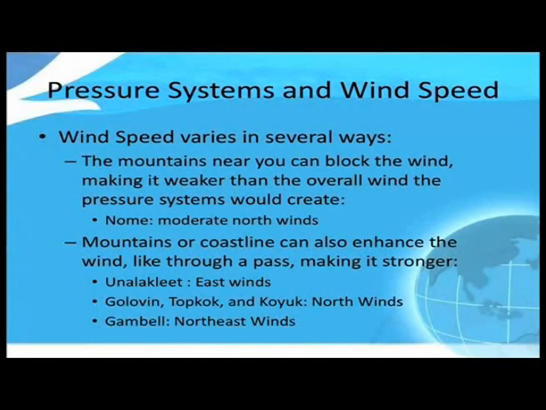But mountains or coastline can also enhance the wind, like through a pass, making it stronger. Some examples are Unalakleet with east winds. They tend to blow extra strong when there's high pressure east of Unalakleet and lower pressure out in the Bering Sea. Gullivan, Topkok, Koyukuk, these places can blow quite strong in north winds, even stronger than what the difference between the high and low pressure would indicate.